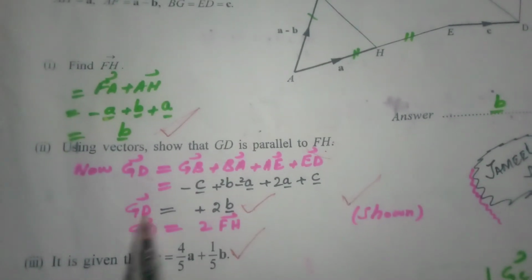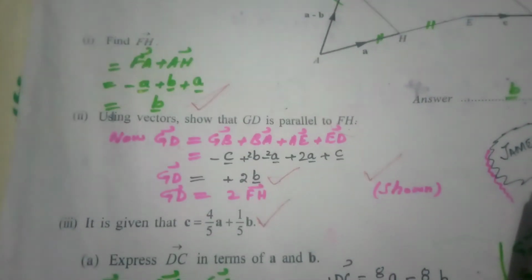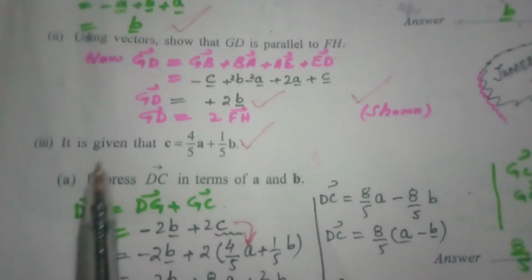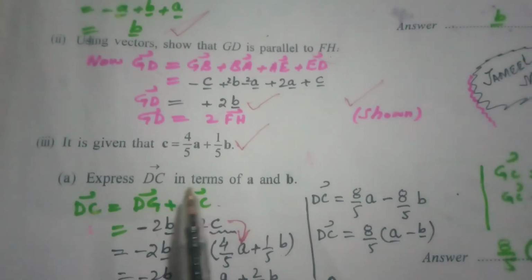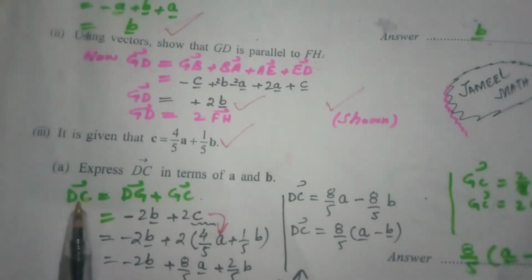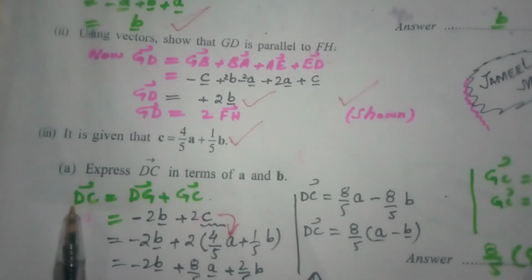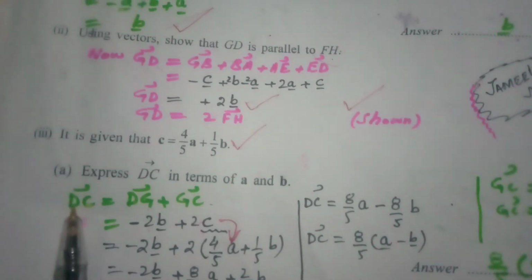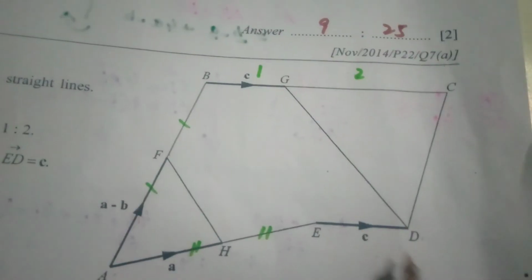Now the same concept as parallel, so it means that these two vectors are parallel. Now the last part is, C is given to you, and express DC in terms of B. So DC, using the triangular law, starting from the first letter and ending at the last letter, is DG plus GC.